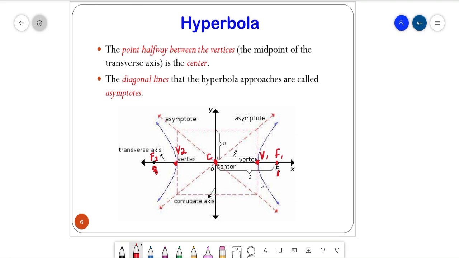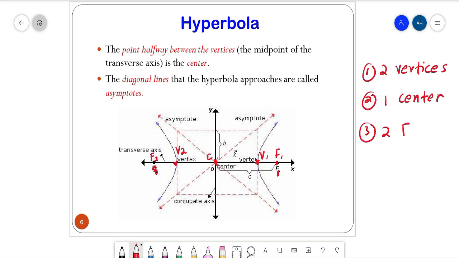So let's write everything that we need in order for us to know about hyperbola. Number one, we have two vertices. We have one center. What else? We have two focus, or we call it plural foci. We have two foci, and we have what we call asymptotes. Yeah, let's talk about asymptotes. We have two asymptotes.